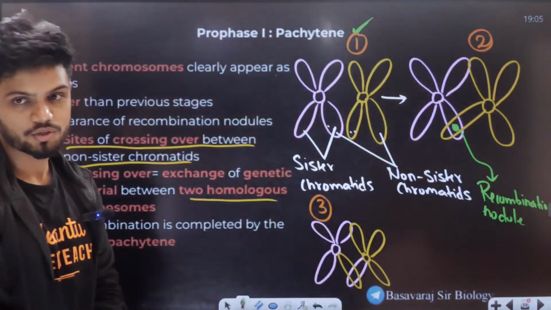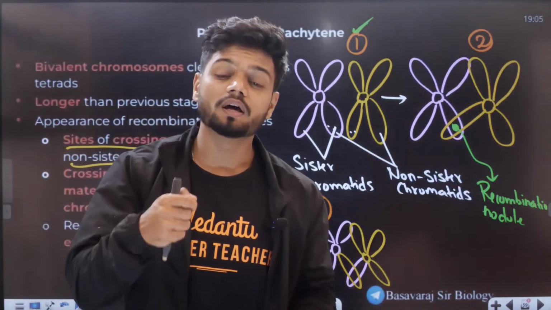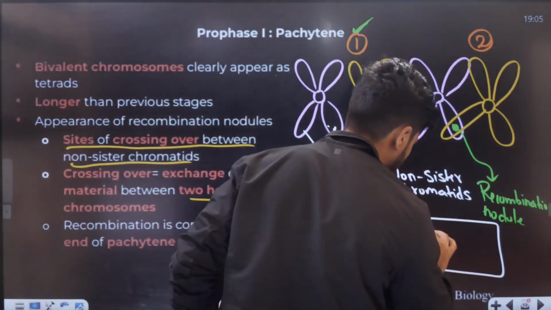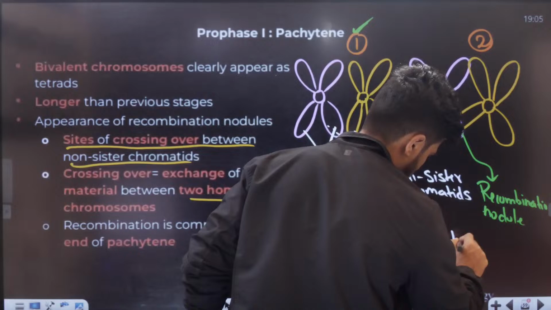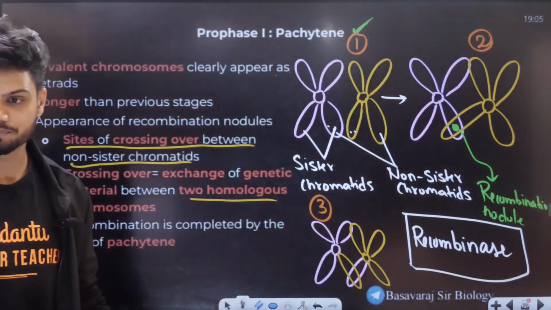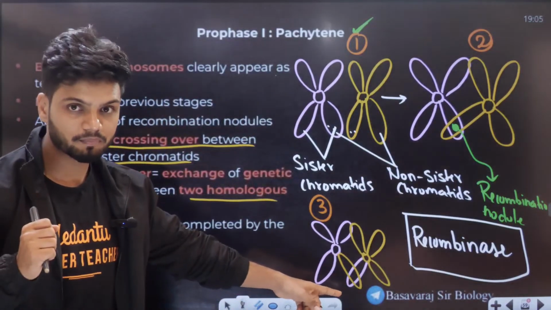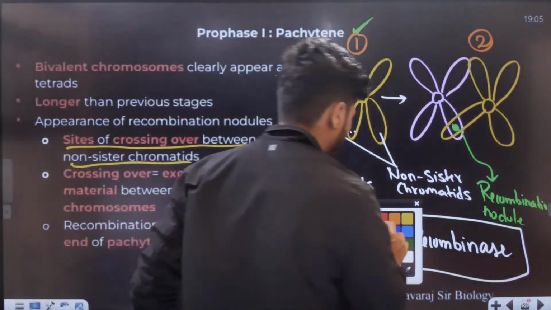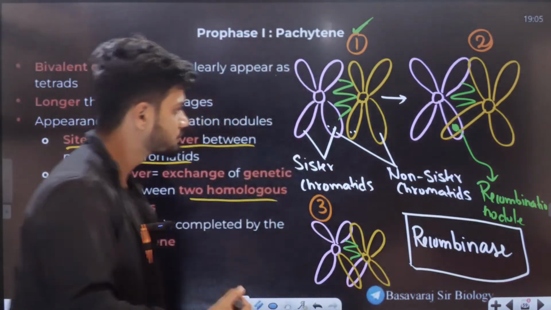There is formation of recombination nodule. And this entire thing is enzyme mediated, and the enzyme involved is recombinase enzyme. This is the enzyme involved here. So this is called crossing over. Exchange of genetic material has occurred here, between non-sister chromatids of homologous chromosomes. And remember, students, between them the synaptonemal complex is still there.